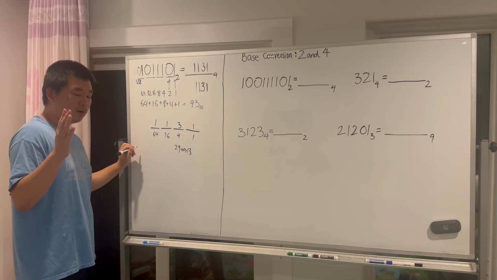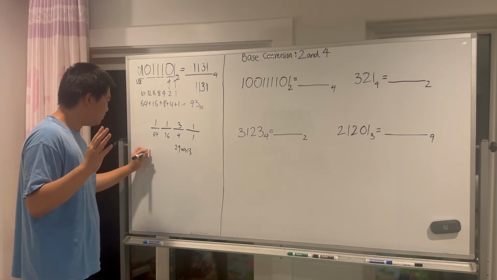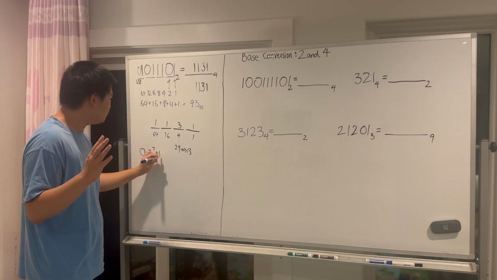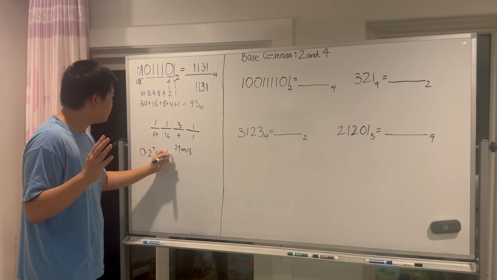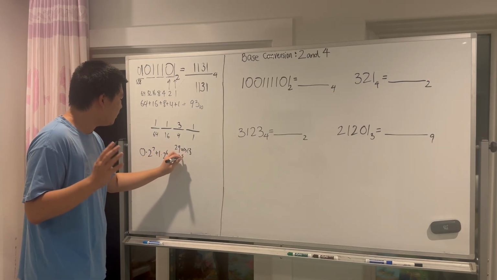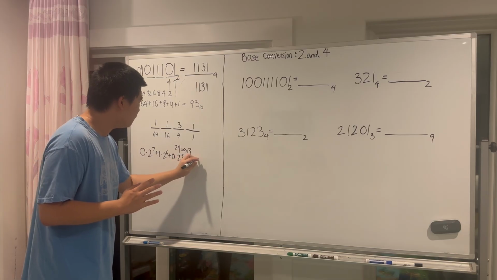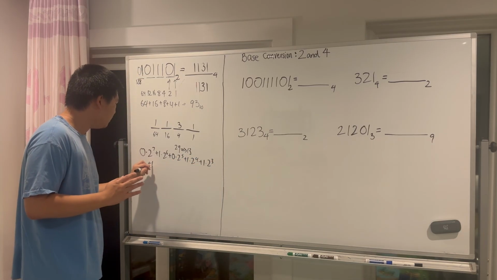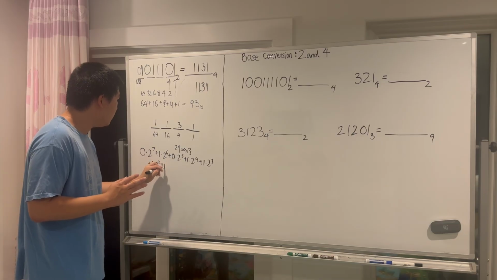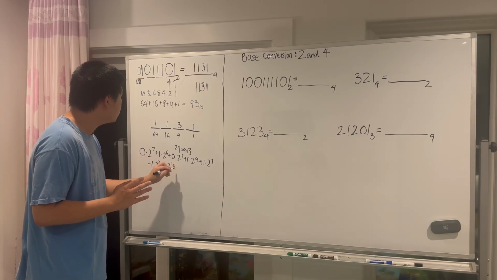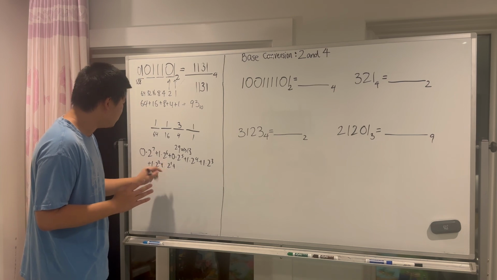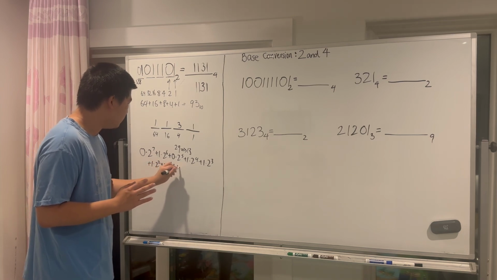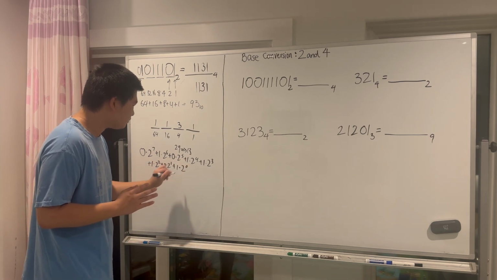So our number in total would be 0 times 2 to the power of 7 plus 1 times 2 to the power of 6 plus 0 times 2 to the power of 5 plus 1 times 2 to the power of 4 plus 1 times 2 to the power of 3 plus 1 times 2 squared plus 1 times 2 to the 1 plus 0 times 2 to the 1 plus 1 times 2 to the power of 0.